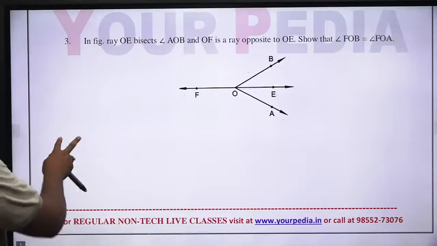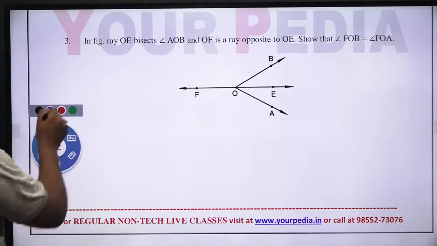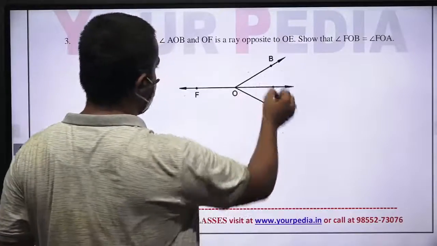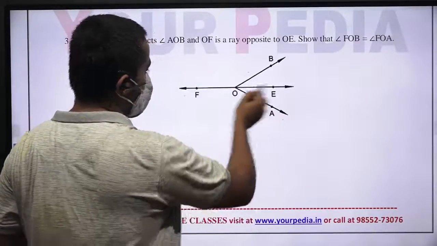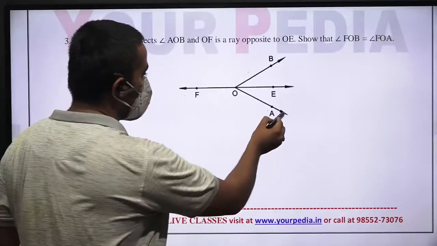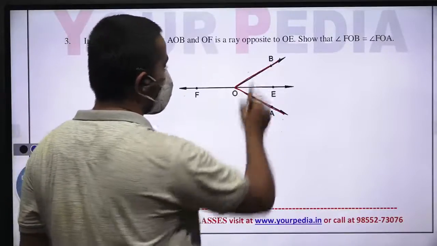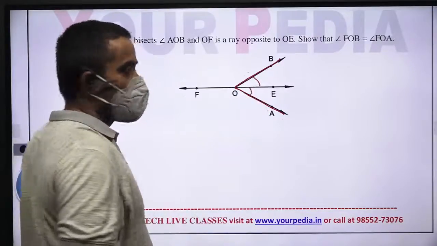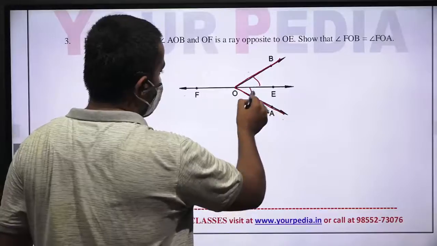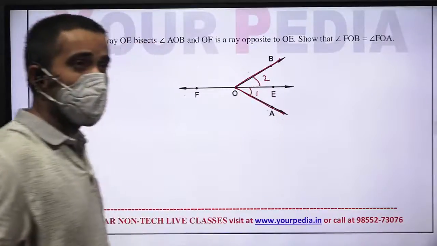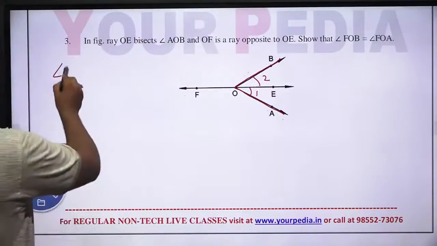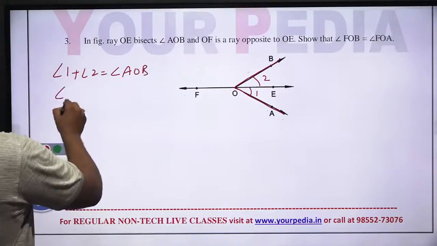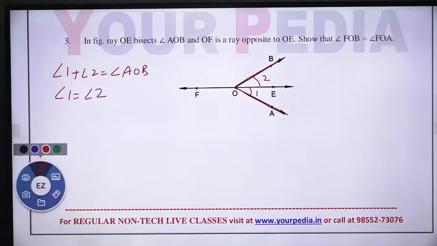Yes, I think you must have tried this. So let's try to finish it. OE is bisecting angle AOB. If OE bisects angle AOB, so this is total AOB. So this 1 and 2 will become equal. So angle 1 plus angle 2 is equal to angle AOB, and angle 1 is equal to angle 2.